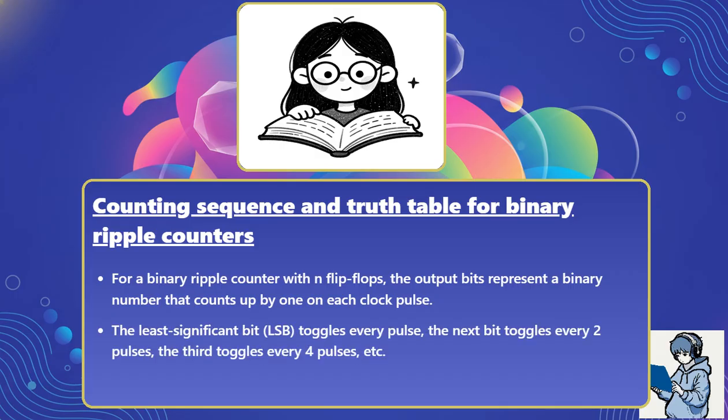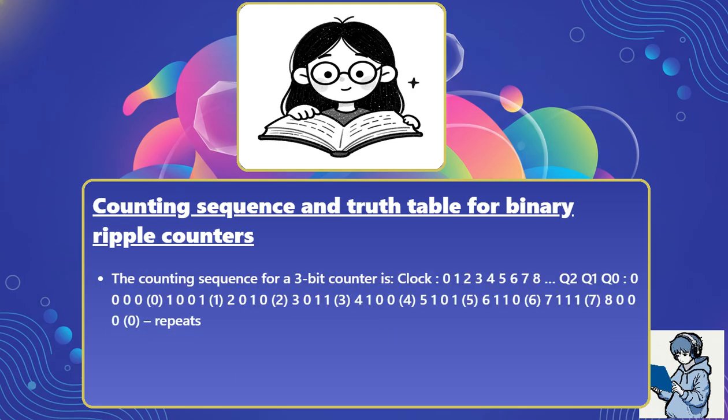The least significant bit, LSB, toggles every pulse, the next bit toggles every 2 pulses, the third toggles every 4 pulses, etc. The counting sequence for a 3-bit counter is, clock, Q2 Q1 Q0: 0, 0 0 0; 1, 0 0 1; 2, 0 1 0; 3, 0 1 1; 4, 1 0 0; 5, 1 0 1; 6, 1 1 0; 7, 1 1 1; 8, 0 0 0, and it repeats.